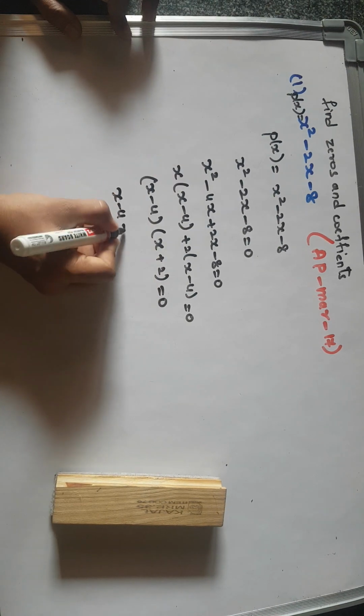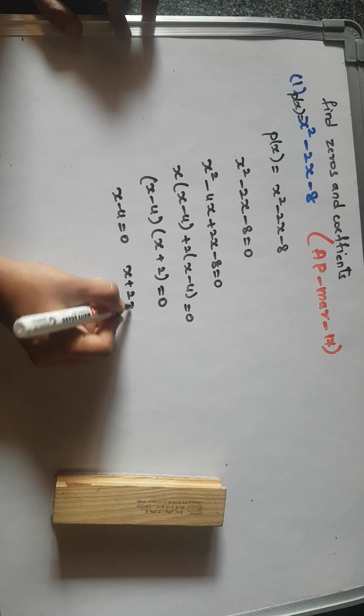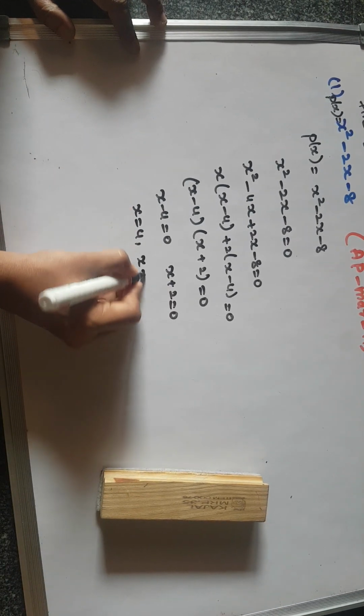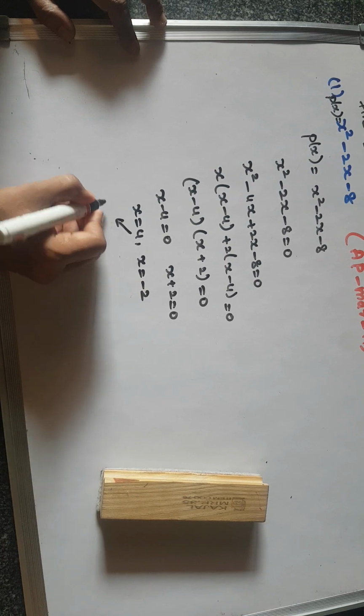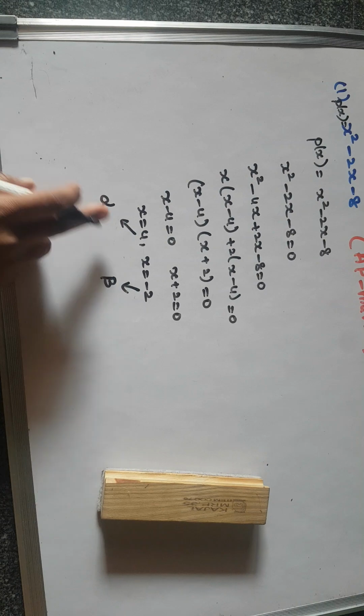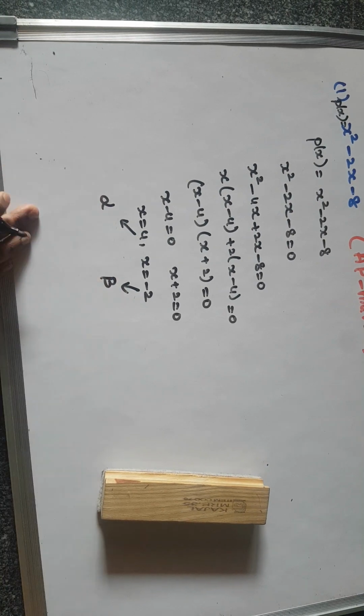Separately equate these to 0. x minus 4 equals 0, x plus 2 equals 0. So the x value becomes 4 and the x value becomes minus 2. This is the value of alpha and this is the value of beta.